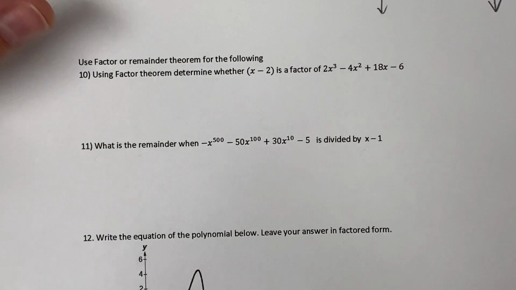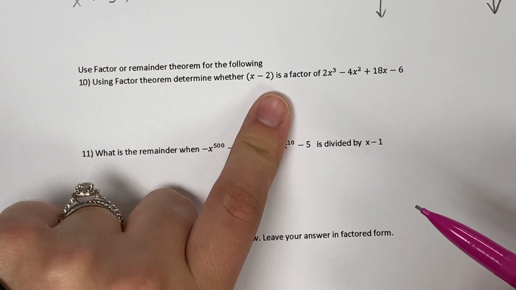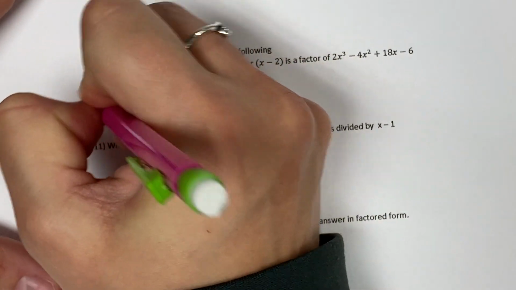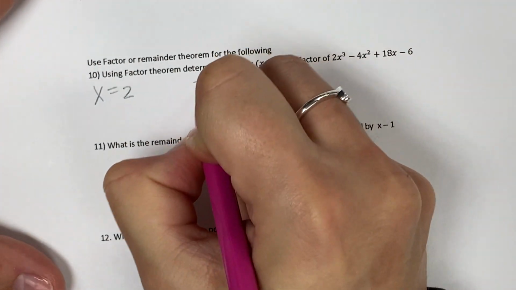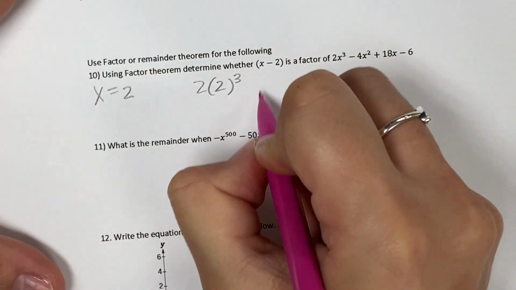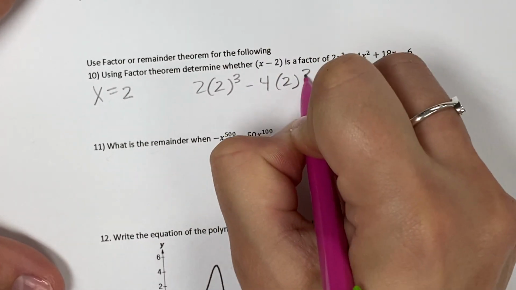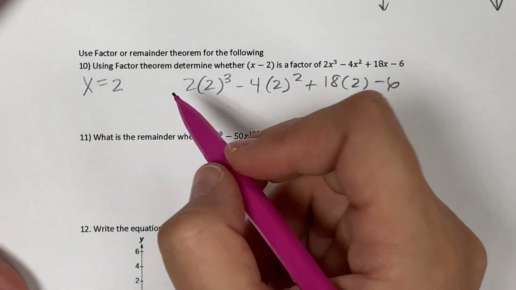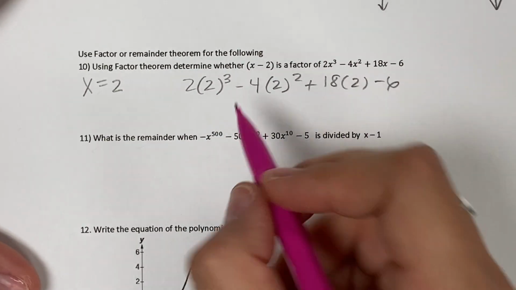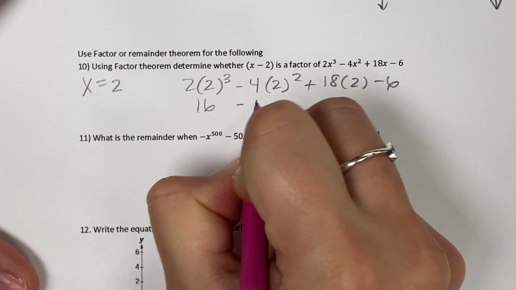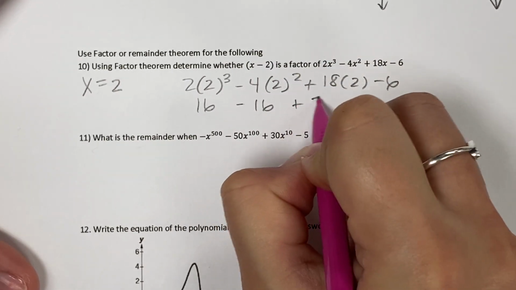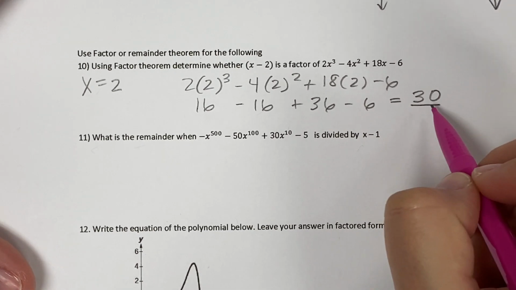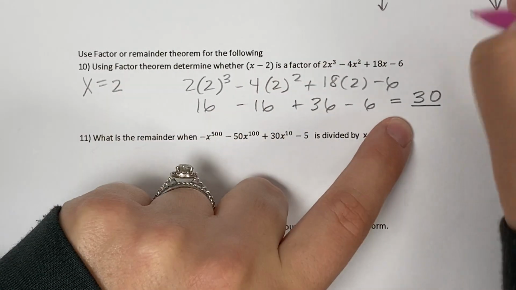Okay, so we have to see if 2 is a factor. So our answer is either going to be yes or no for this. So x minus 2, the root is 2. So I'm going to plug in 2 into all these x's. Okay, and now I'll just start evaluating. If you have a calculator, you can type this all in, or you might have to just go piece by piece. I know the answer is 30. So 30 is the remainder. But the question is is it a factor? So the answer is no.